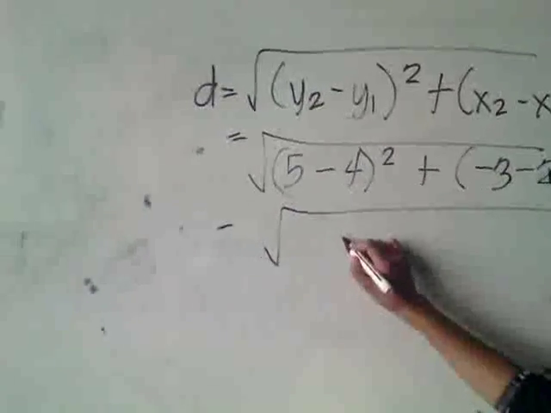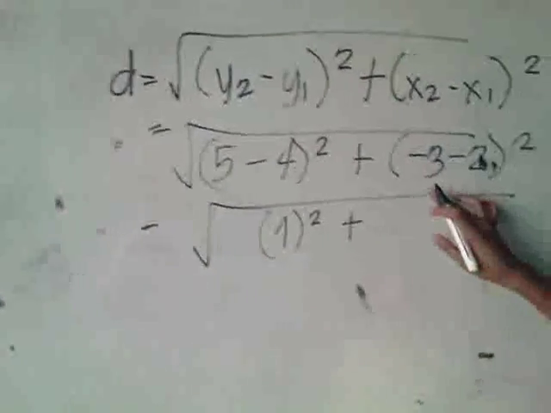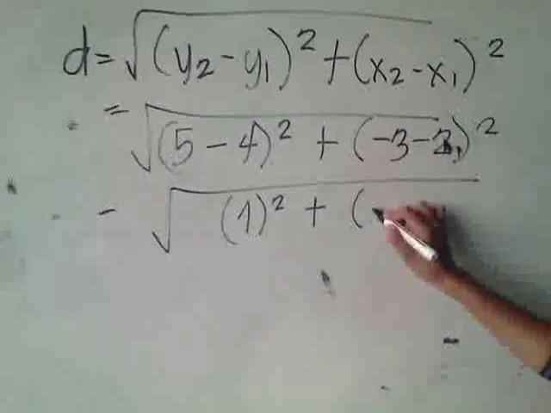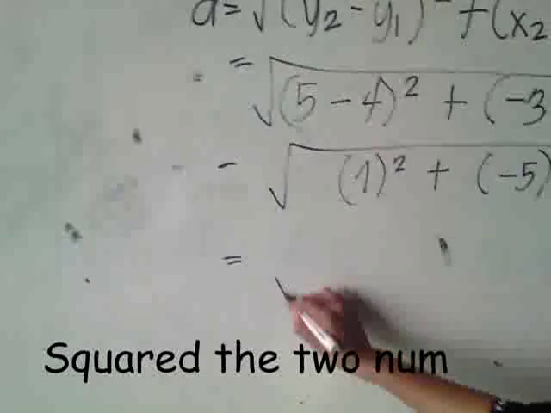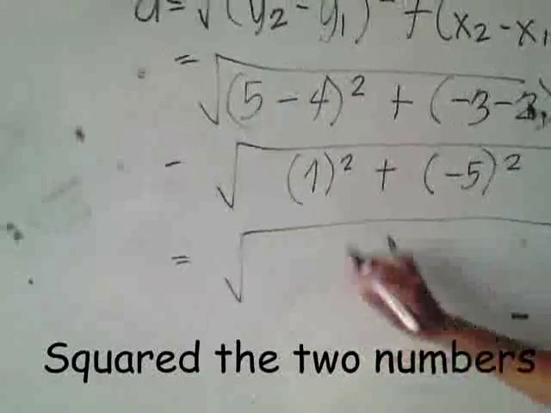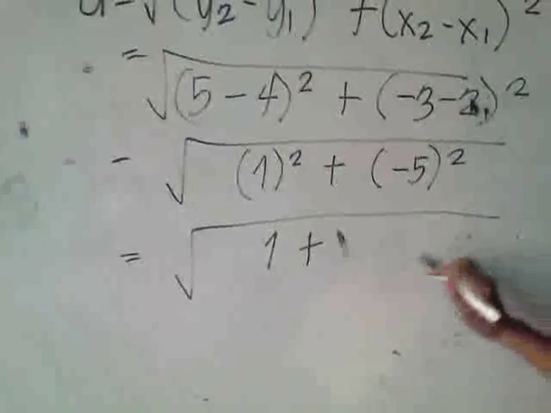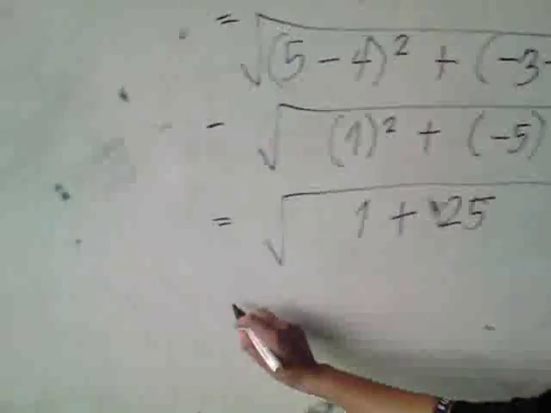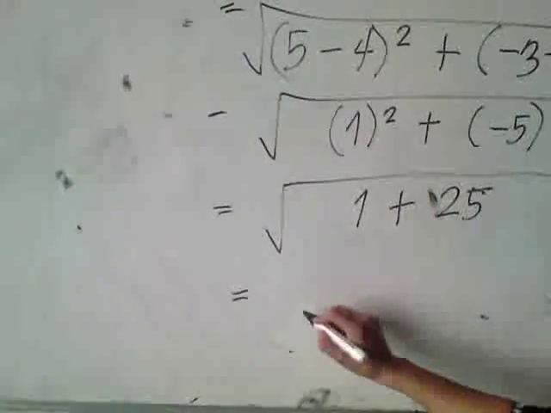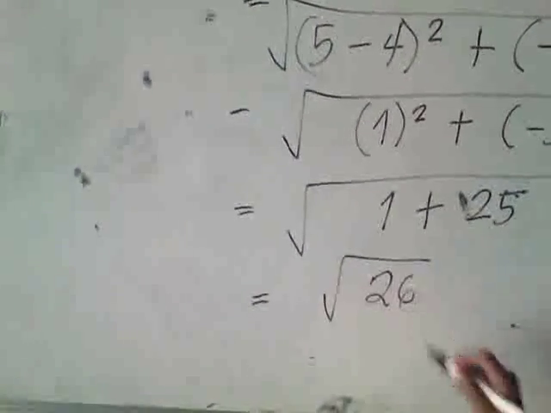5 minus 4 is 1, squared, plus negative 3 minus 2 is negative 5, squared. So, we square the two numbers. 1 squared is 1, plus negative 5 squared is 25. So, the answer is the square root of 26.